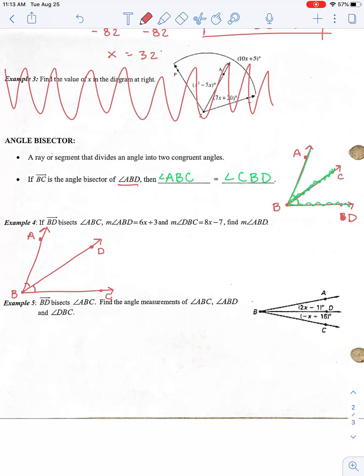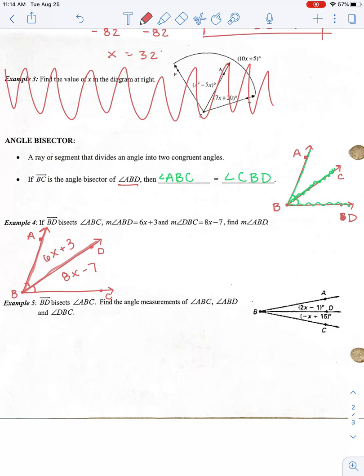It says ABD is 6x plus 3. So this first angle here is 6x plus 3. It says that BDC is 8x minus 7. And we're trying to figure out how many degrees is ABD. So in order to do that, we usually have to find x first. So we need to think of an equation we can make with the given information to find x.